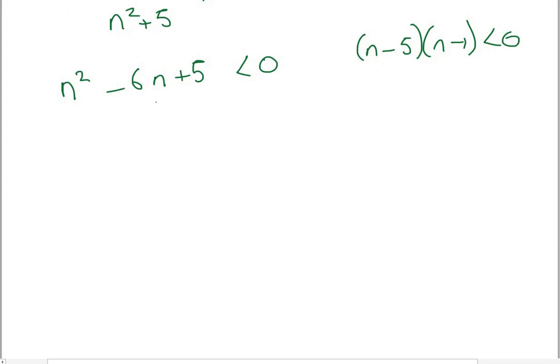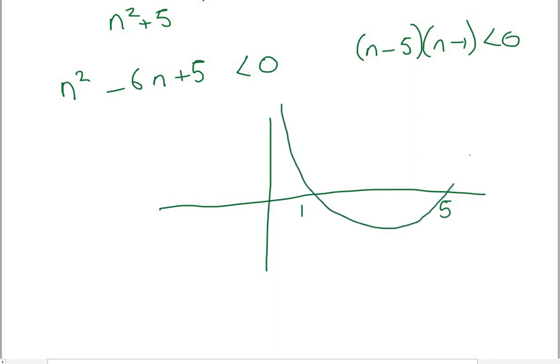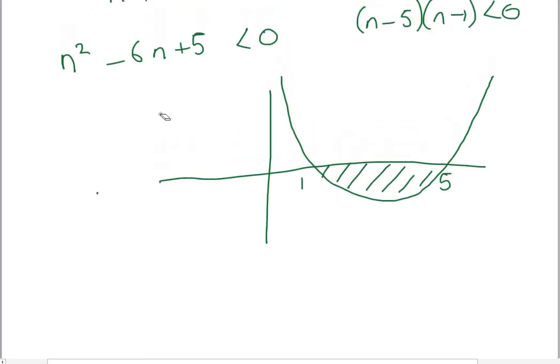And we can factor this as (n minus 5)(n minus 1) is less than 0. So we can draw the quadratic of this. So it's going to have roots at 1 and 5. So that's here and here. So the quadratic's going to look something like this. And we want where it's less than 0. So that's in here. So where is that less than 0? Well, it's below the x-axis. Okay. So we know that n must be bigger than 1, but less than 5.